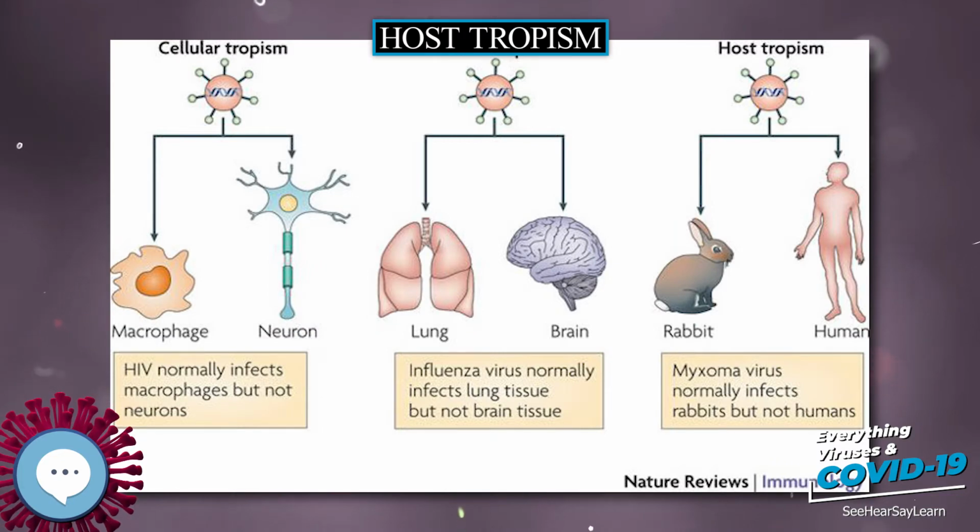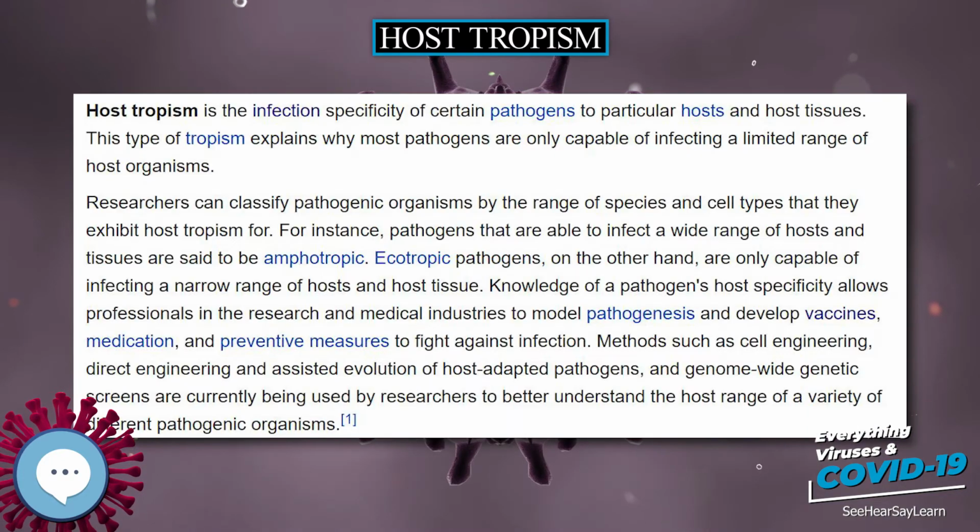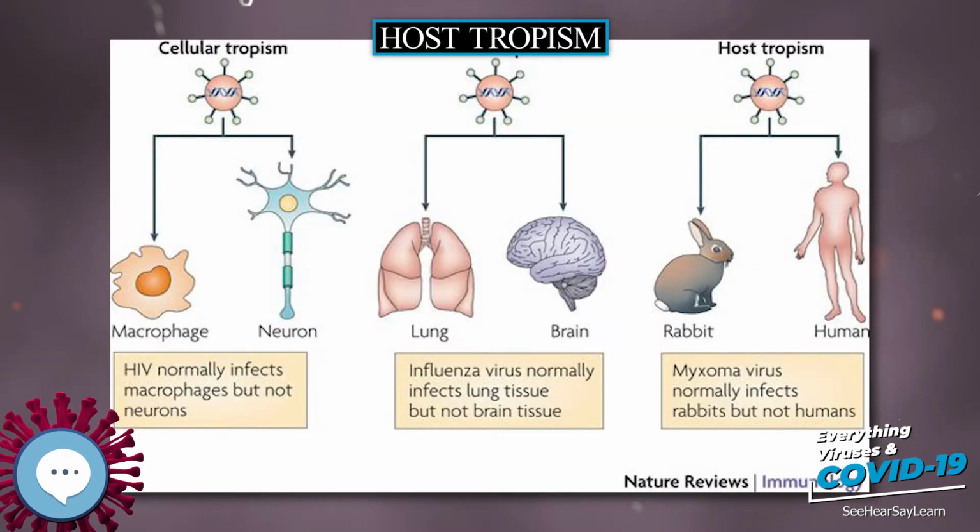Methods such as cell engineering, direct engineering and assisted evolution of host-adapted pathogens, and genome-wide genetic screens are currently being used by researchers to better understand the host range of a variety of different pathogenic organisms.